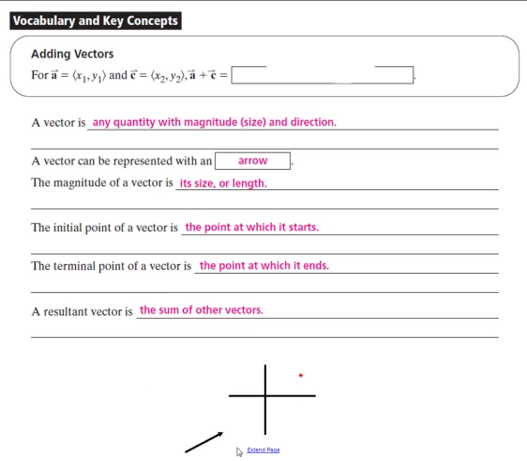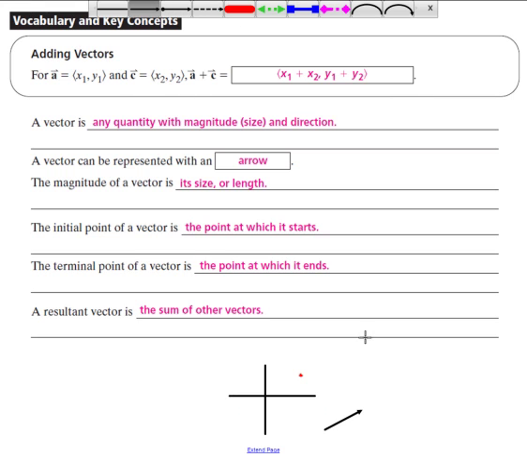Our vector can be placed anywhere in a plane and still be described as ⟨3, 2⟩. So when we describe vectors this way using x and y coordinates, the resultant is really simple to find. Because if we have a vector A with x and y coordinates and we have a vector C with x and y coordinates, when we add those two vectors together, we just add their x's and we add their y's. Simple as that.